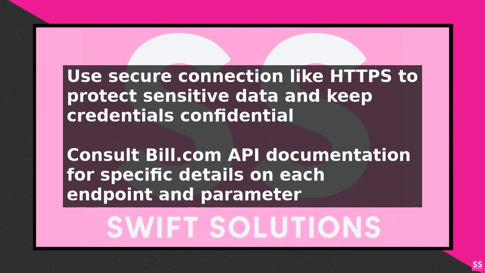To get started with the Bill.com API, you can use the provided code samples and documentation as a reference. These resources include example code in various programming languages, as well as detailed explanations of each API endpoint and its parameters. By following these steps and best practices, you can successfully integrate the Bill.com API into your application and start automating your accounting tasks.